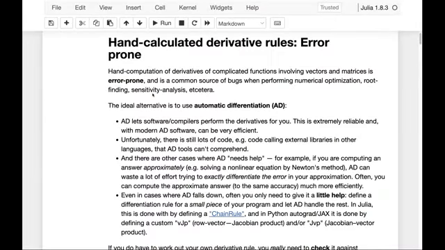And this is great. If you're hand computing derivatives, even though you might think the rules are simple, as you see from the homework, when you get to more complicated functions, especially involving vectors and matrices, it's quite error prone. And it's a common source of bugs if you're doing numerical optimization, root finding, sensitivity analysis, all these things on computers where you might want to differentiate a really complicated calculation. So AD is a great alternative. It's extremely reliable. If it gives an answer, it's probably correct.